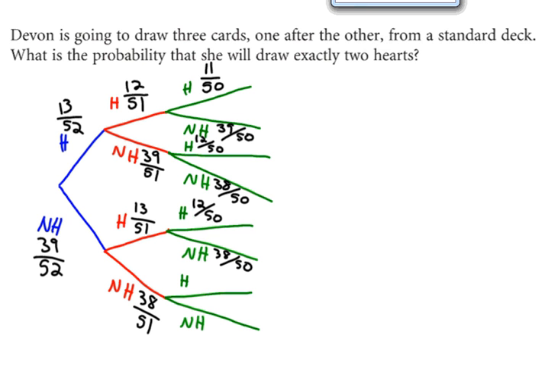Now we'll go along the path that she chooses not a heart on the first card, not a heart on the second card. What's the probability that she chooses a heart on the third card? 13 out of 50. And then our last path is that she chooses not a heart on the first card, not a heart on the second card. We want the probability that she chooses not a heart on the third card. 37 out of 50.